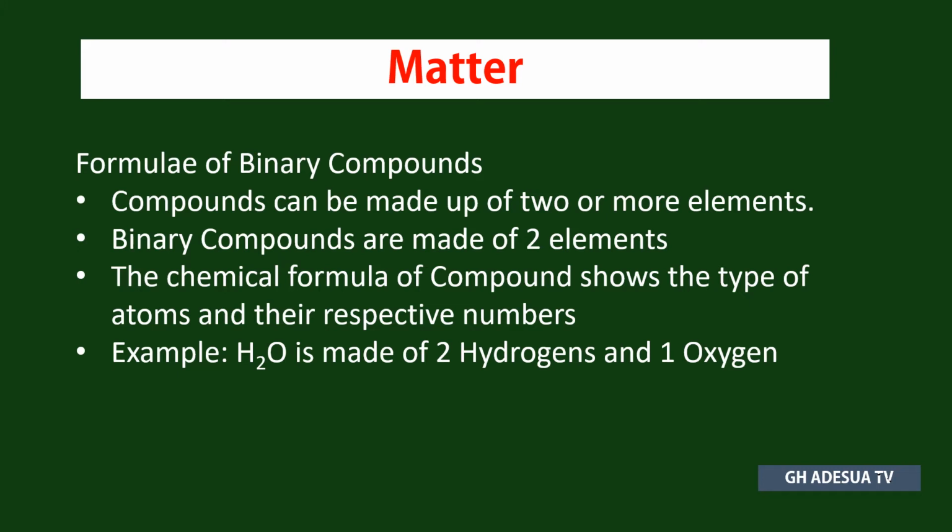So for example, if you take H2O, H2O is for water. Now it is made up of hydrogen and oxygen. So the kinds of atoms are hydrogen and oxygen. Then their respective numbers, there are two hydrogens and one oxygen.